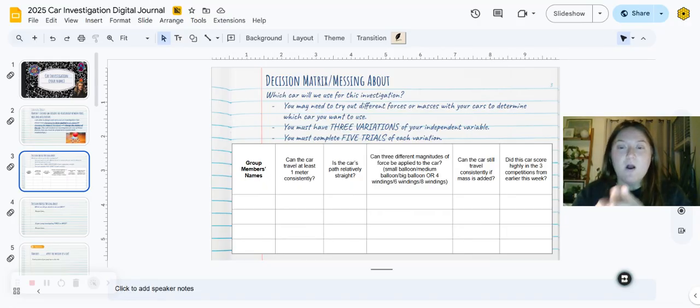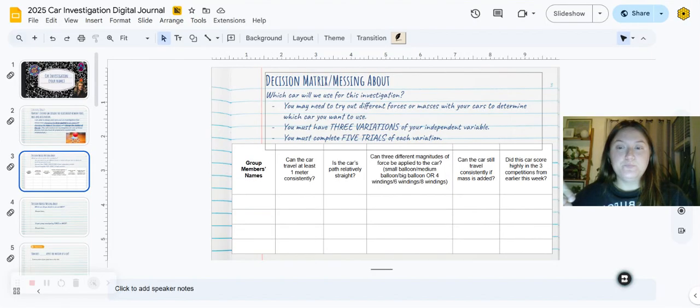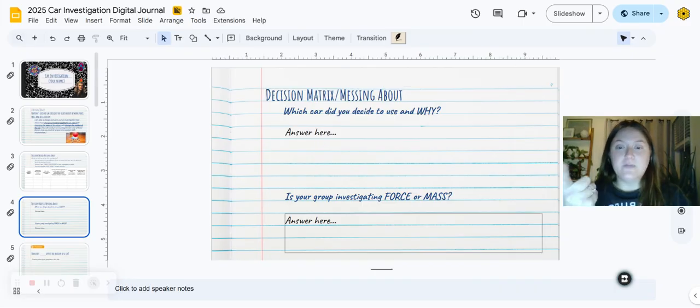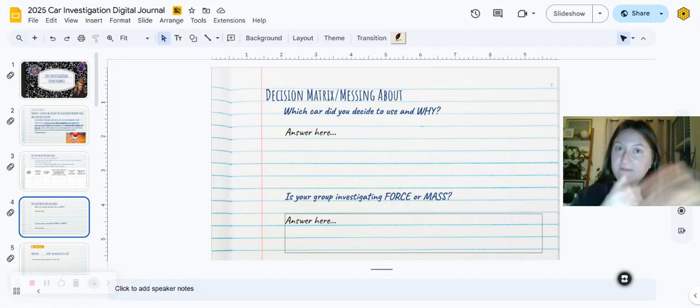Once you have all of this information filled out and you've been able to test and figure out which one you are interested in studying, you are then going to tell me whose car you're using and why, and then what you are going to investigate. And this has to be a group decision. So, is your group going to look at how force affects the speed of your car? For example, the number of blowups, the number of windups, or are you going to look at mass?